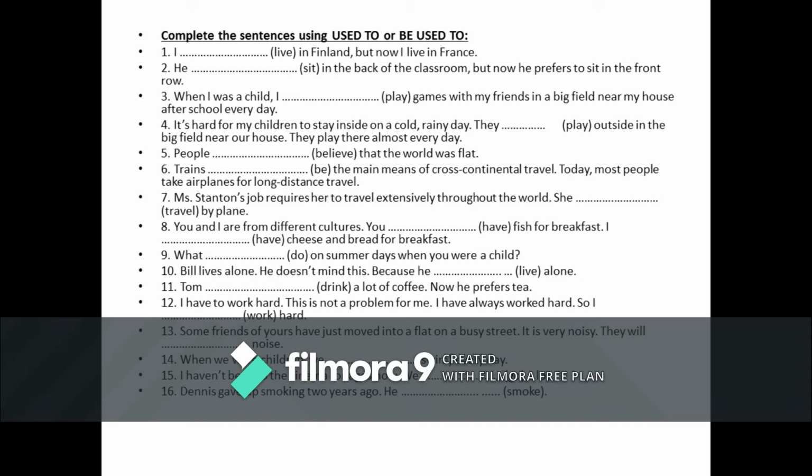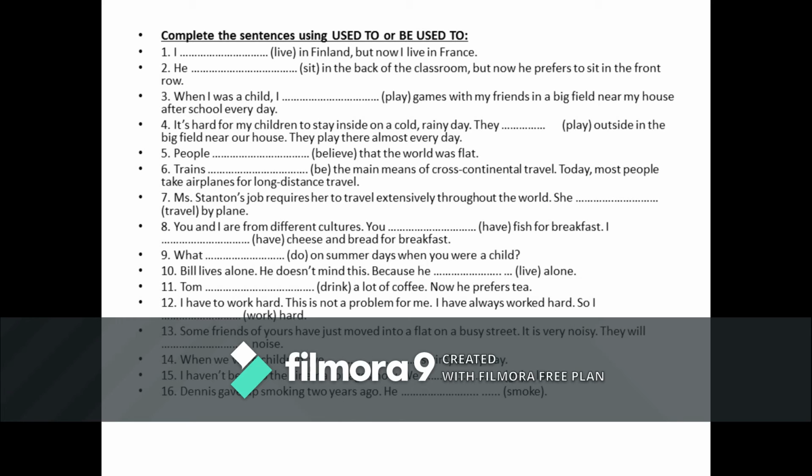Question number 9. What dots do between brackets on summer days when you were a child? That asks about something happened when you were a child, so the answer will be did you use to do?